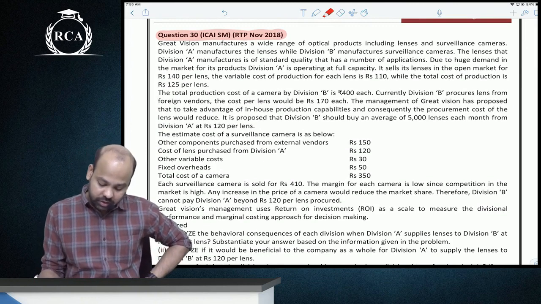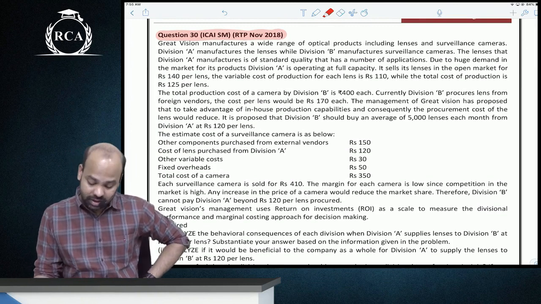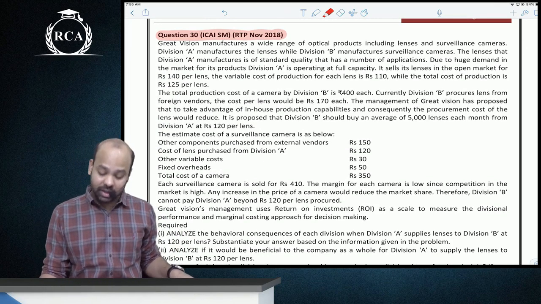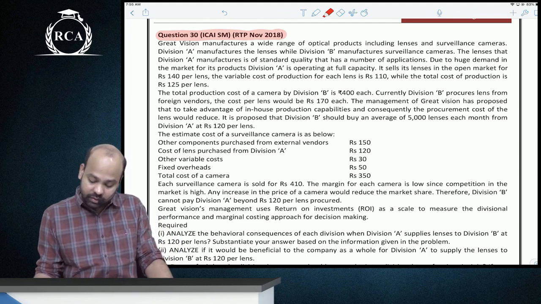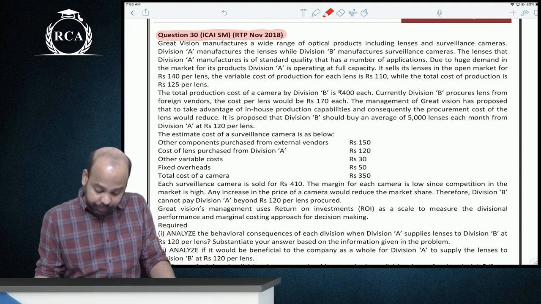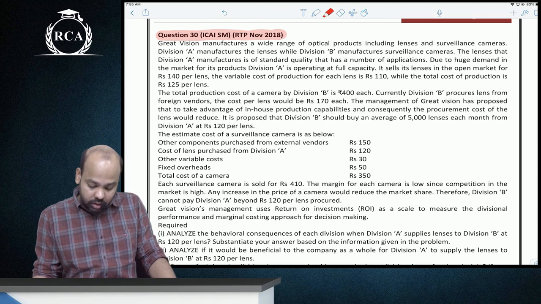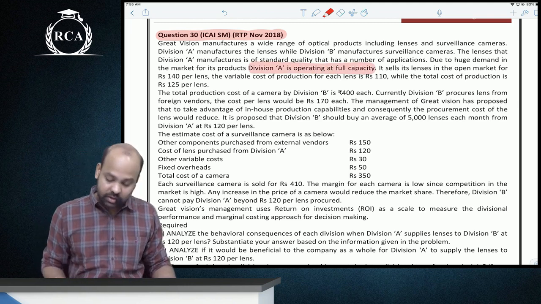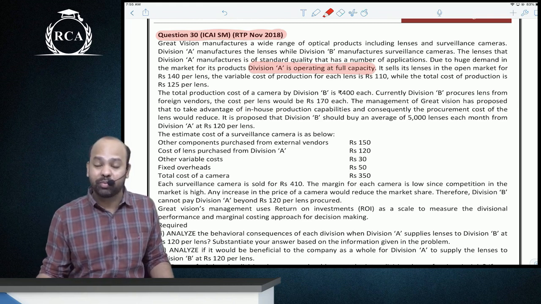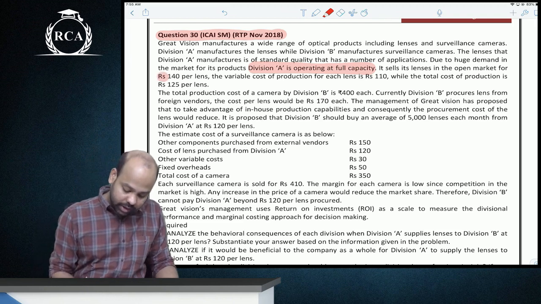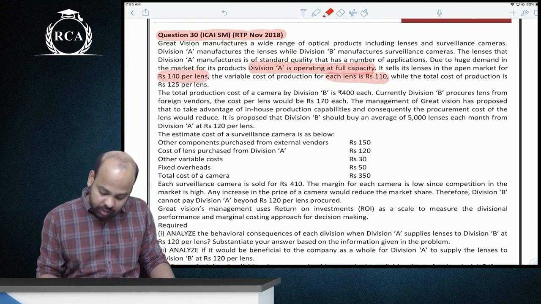Great Vision manufactures a wide range of optical products including lenses and surveillance cameras. Division A manufactures the lenses while Division B manufactures surveillance cameras. The lenses that Division A manufactures are of standard quality that has a number of applications. Due to huge demand in the market for its products, Division A is operating at full capacity. Just like the previous question, but here Division A is operating at full capacity. It sells its lenses in the open market for rupees 140, whereas the variable cost of production is 110.